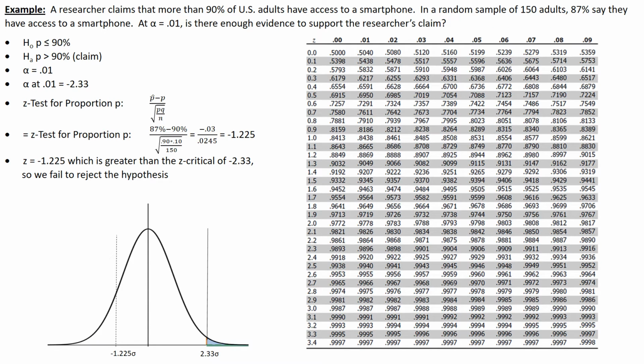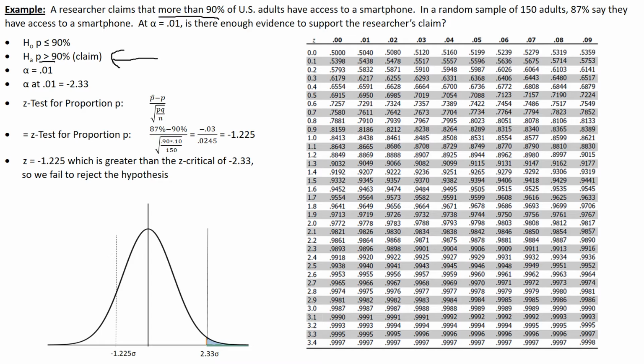Here's another example. A researcher claims that more than 90% of U.S. adults have access to a smartphone. In a random sample of 150 adults, 87% say they have access to a smartphone. At alpha 0.01, is there enough evidence to support the researcher's claim? Well, I hear right here that it's more than 90%. That is what the claim is, and that is an inequality, more than 90%. So it's the alternate hypothesis, that's what the claim is, greater than 90%.